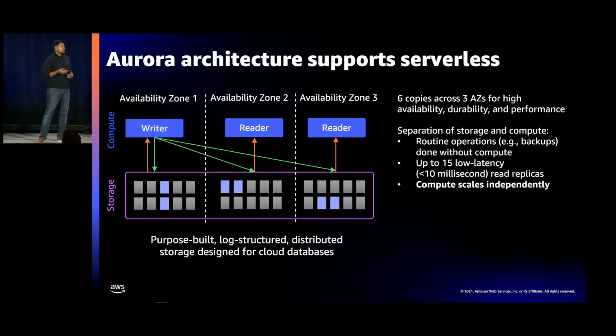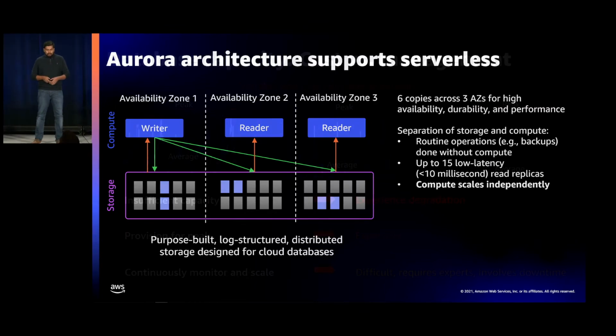The other key piece to note here is that in addition to your storage layer automatically scaling, you can also add up to 15 read replicas. These are low latency read replicas connected to the same storage volume, and you can use these to scale out your read workloads. And most importantly, because there's this separation of compute now, we can scale compute separately and independently of the storage layer. So we can scale it up and down, add more read replicas, remove read replicas, without having to worry about what happens to storage.